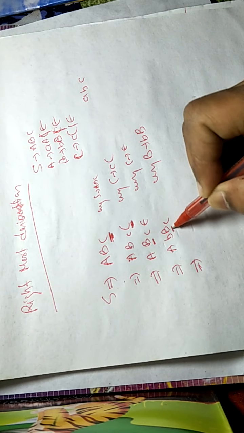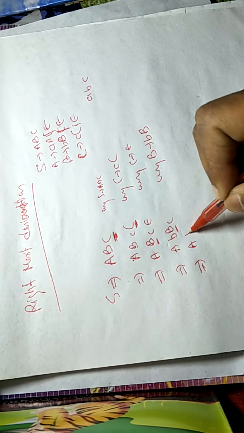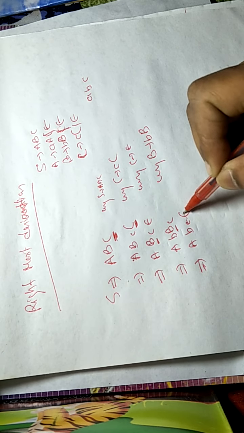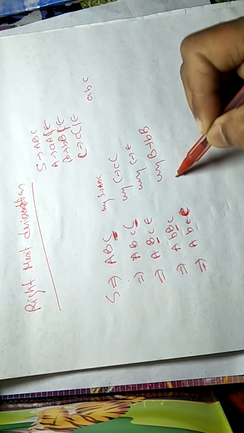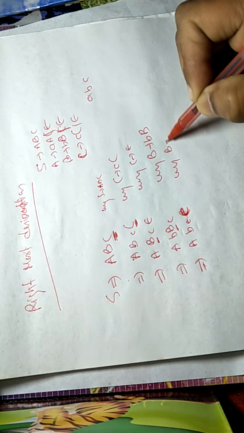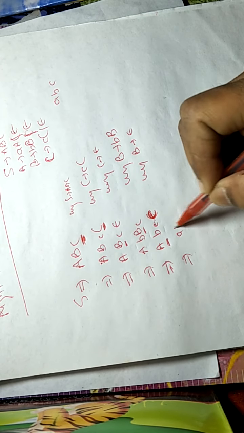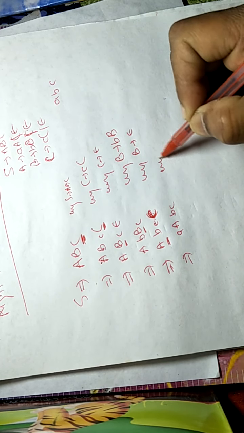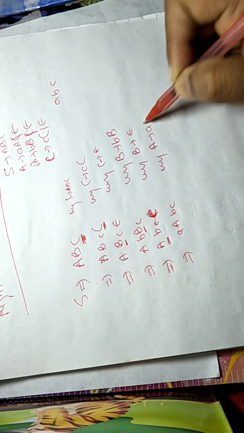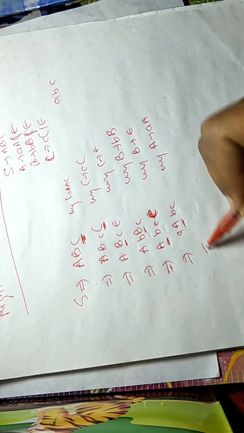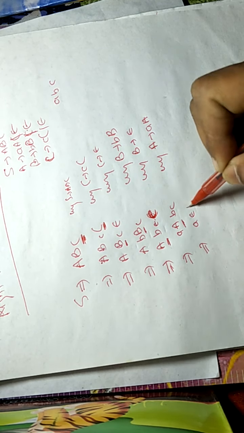Now this is the rightmost non-terminal. I will replace it by epsilon using B tends to epsilon. Now this is the rightmost non-terminal. I will replace it by aa using A tends to aa. Now this is the rightmost non-terminal and I will replace it by epsilon using A tends to epsilon. So I have derived the string abc using rightmost derivation.